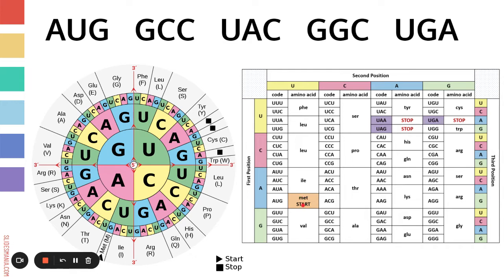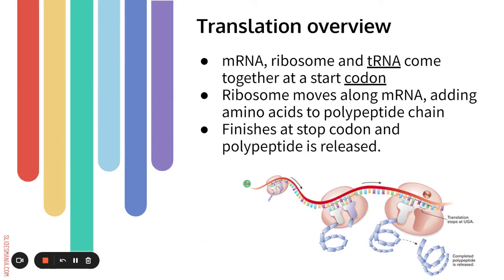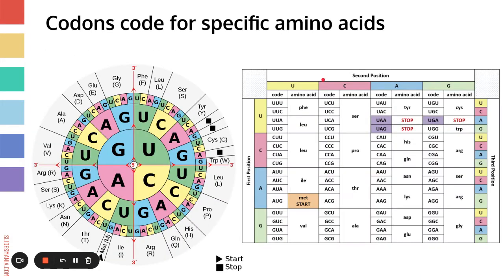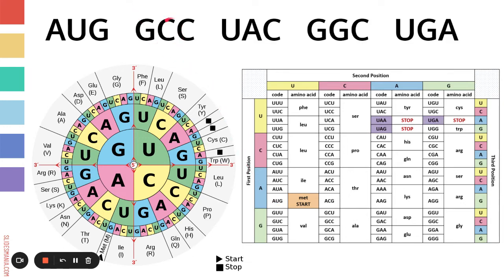You'll notice that this says start underneath, and this has a little triangle that says start. So one characteristic of the process of translation is that a start codon is going to be methionine for pretty much every polypeptide strand. And if you go back to this first slide, it said the mRNA, the ribosome, and the tRNA are going to come together at a start codon. So now we know a codon is a set of 3, and specifically a start codon is going to be a set of 3 that corresponds to methionine. So AUG is going to be the start for pretty much every polypeptide strand, and then it'll be different after that start codon.